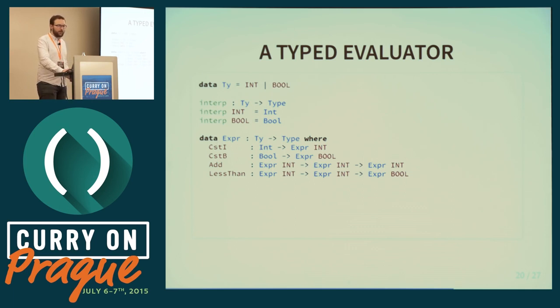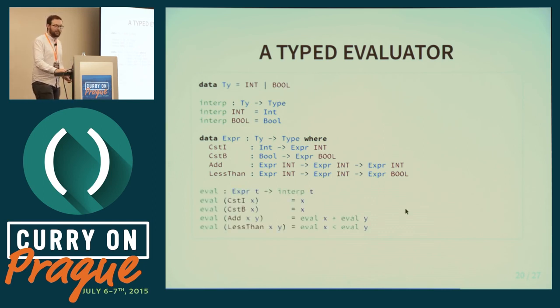So we have a constant integer, which is an int expression. We have constant booleans, which takes a boolean, and it's an expression boolean. Add takes two integer expressions to an integer expression, and less than takes two integer expressions to a boolean expression. Then my evaluator can take an expression at type t and give back whatever the interpretation of t as an Idris type is. So for the constant integer or the constant boolean, if we interpret their code, we get back integer or boolean, respectively, and we know that the thing inside of the type is correct, so we can return it.